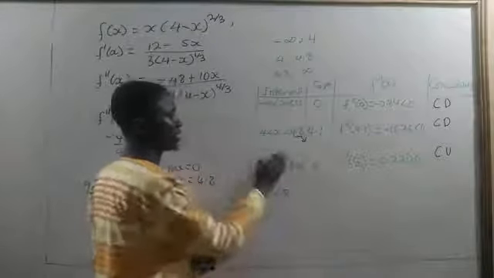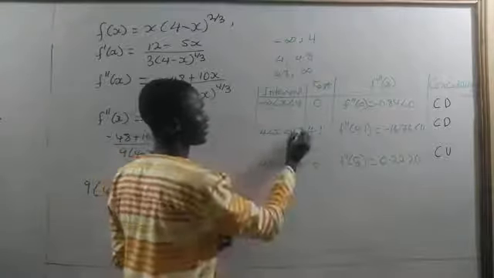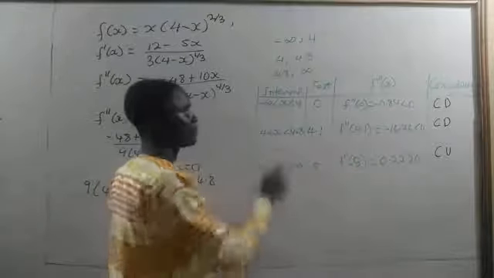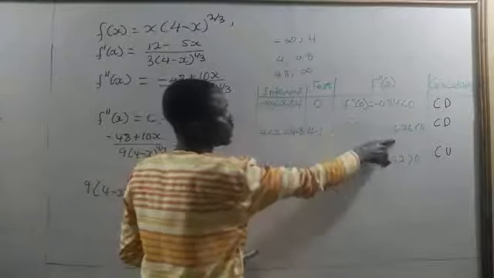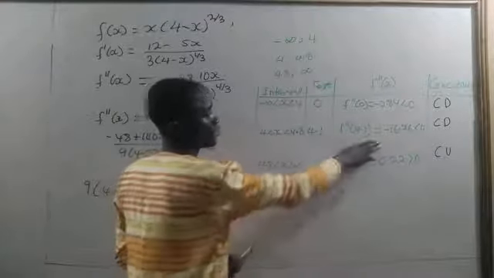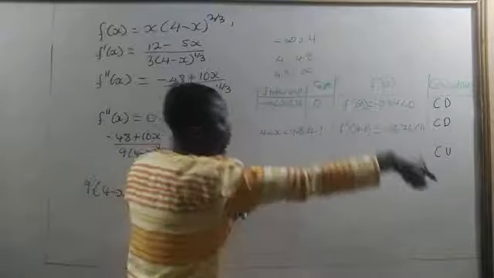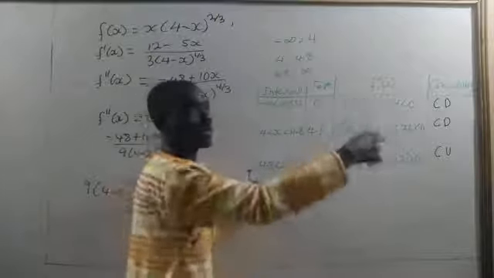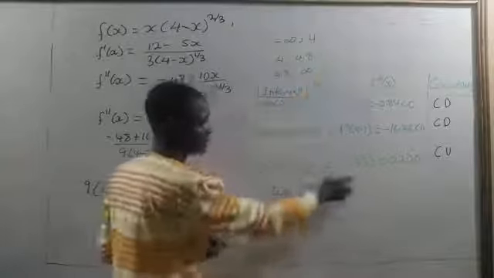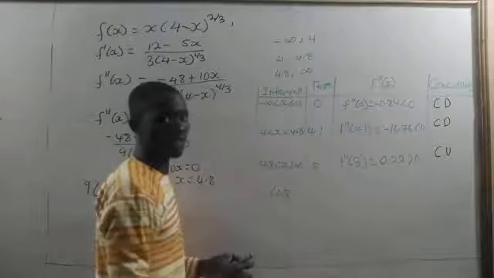4.8 is a point of inflection because on reaching 4.8, the second derivative changes sign. But here when we reach 4, the second derivative did not change sign. And within this period too, the second derivative did not change sign. But here when we reach 4.8, and we are moving to 4.801, 4.9, the second derivative changes sign. So 4.8 is the only point of inflection.